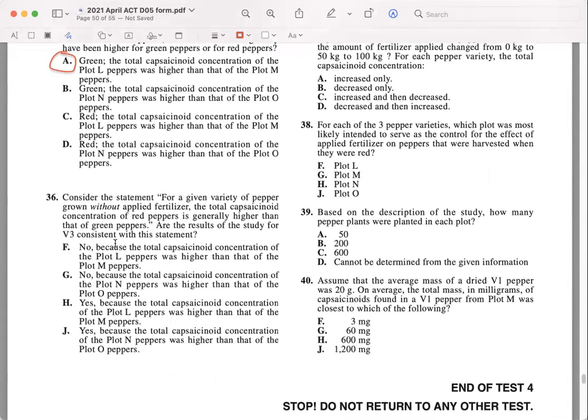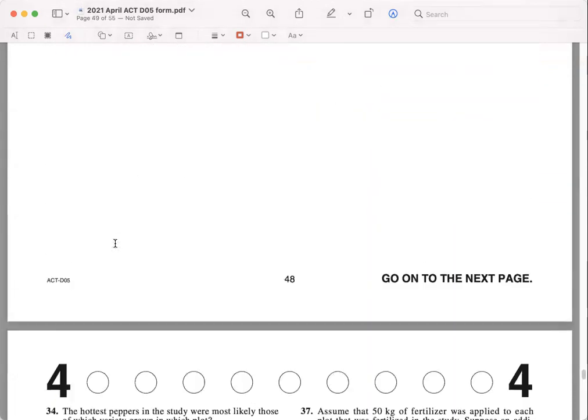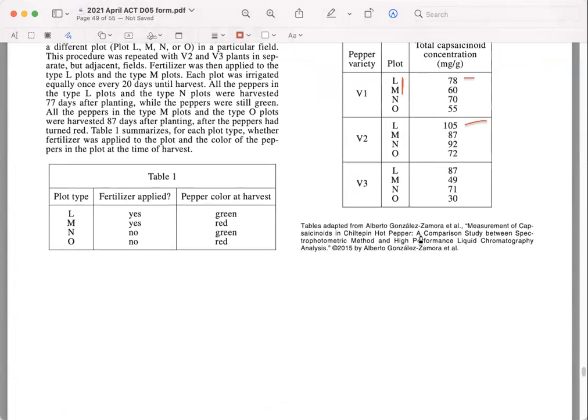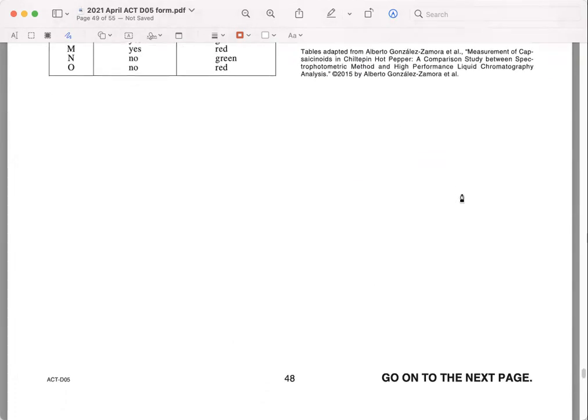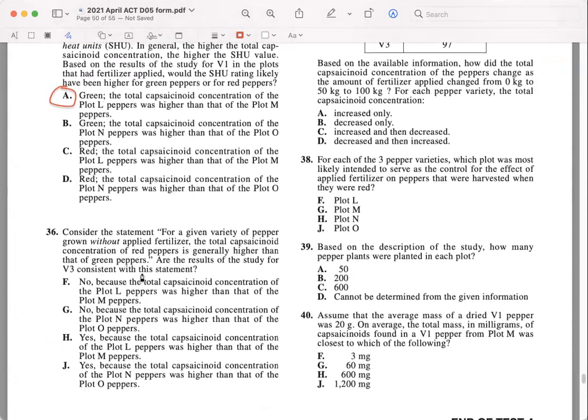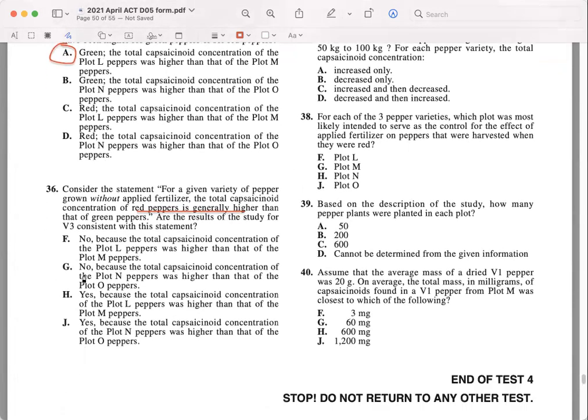Okay, consider the statement: for a given variety of pepper grown without applied fertilizer, the total capsaicinoid concentration of red peppers is generally higher than that of green peppers. Are the results of the study for V3 consistent with this statement? Without. So now for V3, we are looking at N and O, right? N and O. And here again, we notice that the green is higher than the red, right? Green is higher than the red. So that's not correct, right? Red is not higher than green.